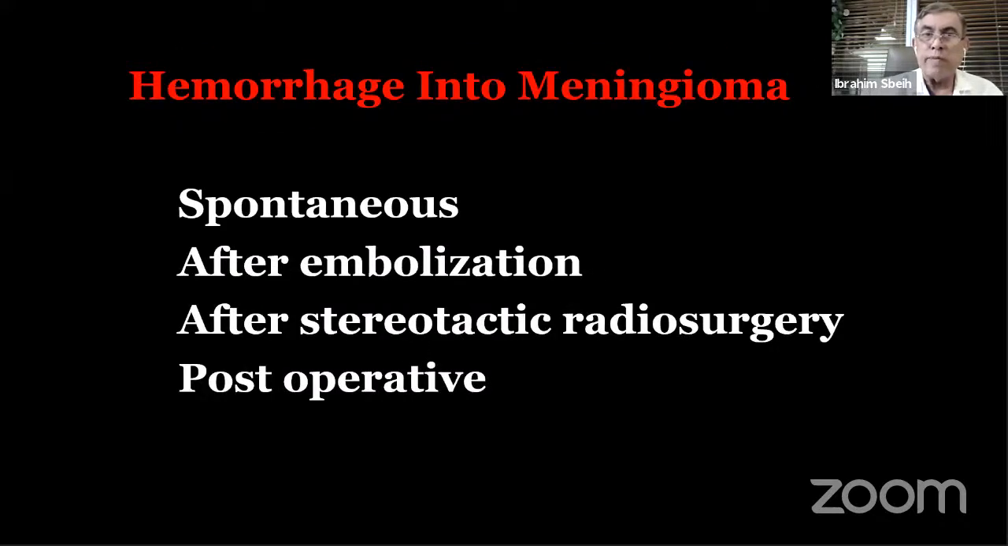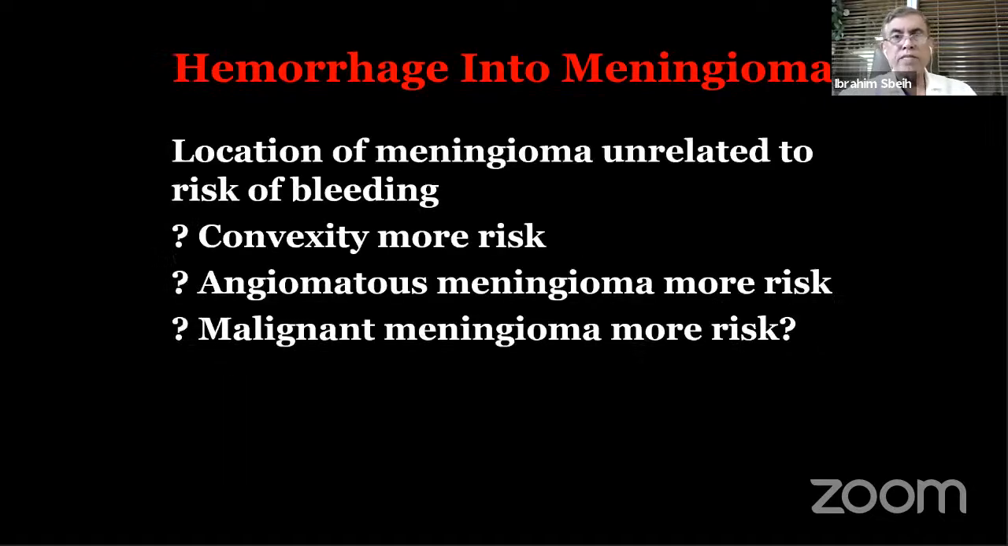So hemorrhage into meningioma may be spontaneous, without any incident or history that goes with it, or it may follow embolization, stereotactic radiosurgery, or occur postoperatively. People say that the location of the meningioma is unrelated to the risk of bleeding. Some people say no, convexity meningiomas are more at risk than the skull base. My experience is that there is no relation with the location. You can have hemorrhage in an intracortical meningioma as well as a skull base meningioma. Angiomatous meningioma, more risk? The answer in my series is no. It can happen in any of the 15 histological types of meningiomas. Is malignant meningioma more at risk? The answer is no. They are all at risk, grade 1, grade 2, and grade 3.